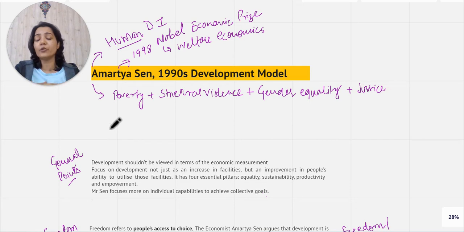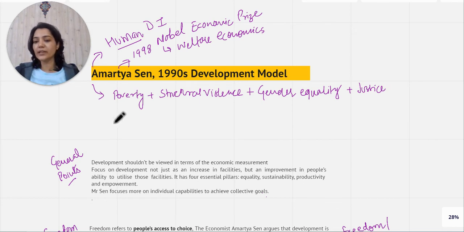And for development there should be some essential pillars. What could those essential pillars be: equality, sustainability, productivity, and empowerment. Self-explanatory terms, what Amartya Sen expected in terms of development. Amartya Sen focused more on the individual capability than the collective goal, right? Now, this is the general view of Amartya Sen.